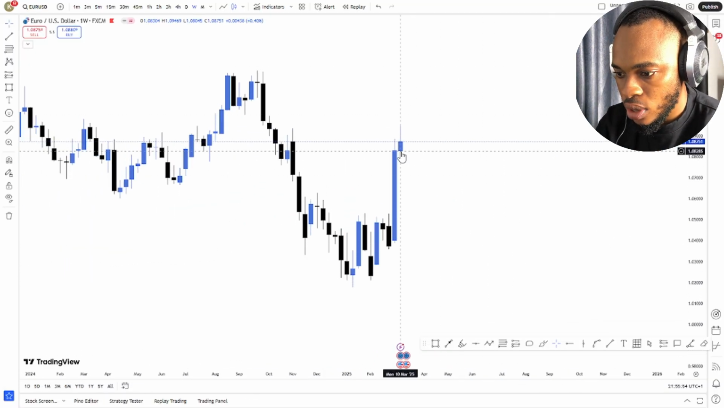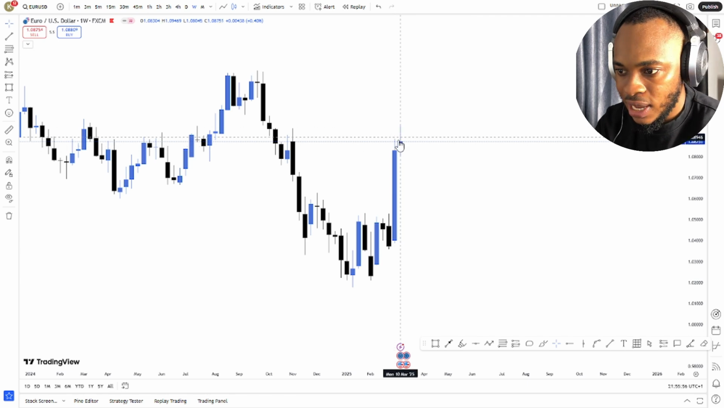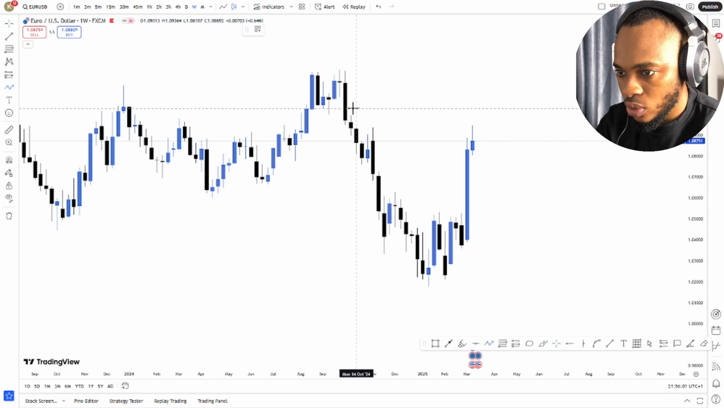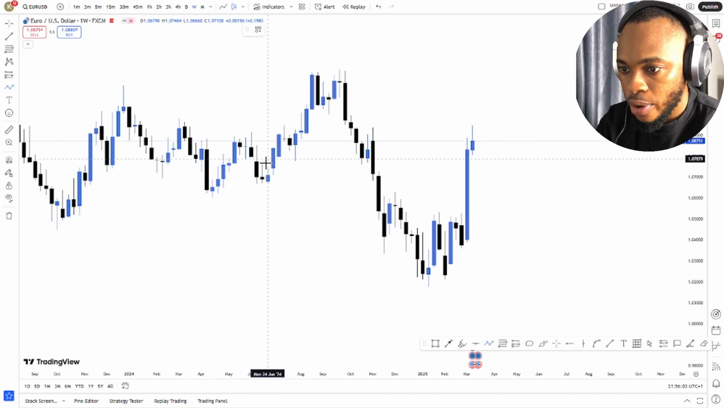This is a weekly chart. So March 10th fell on this weekly candle right here. So it's a very recent price action. So what is the weekly doing? Well, the weekly is bearish. Sorry, it's bullish now, but it was bearish before.